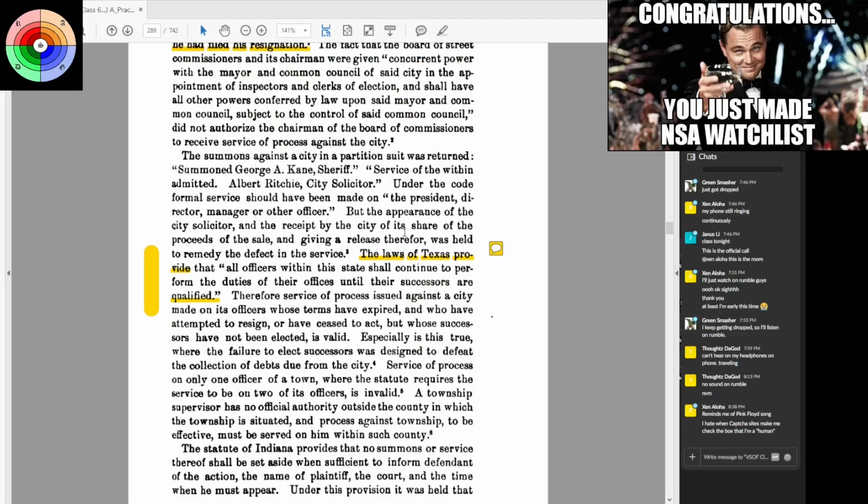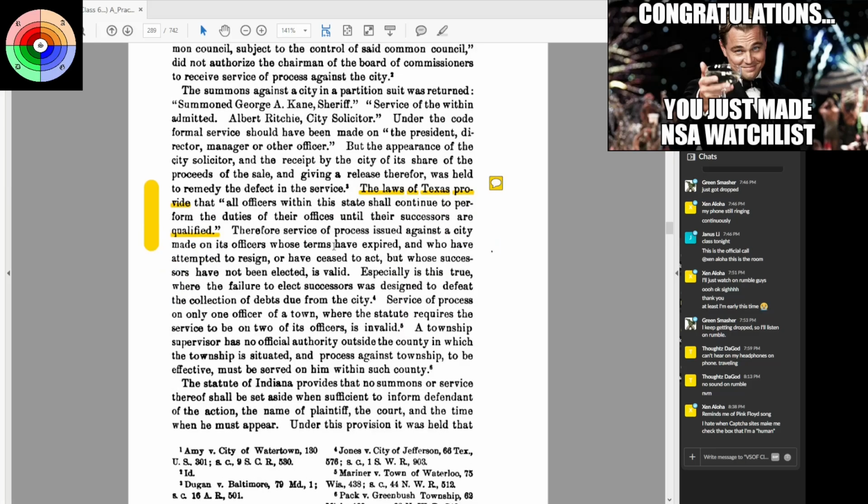But this one, however, makes a lot more sense too. I think every state should be like this, right? Hopefully they have come around to being like this. The laws of Texas provide that, quote, all officers within this state shall continue to perform the duties of their offices until their successors are qualified, close quote.